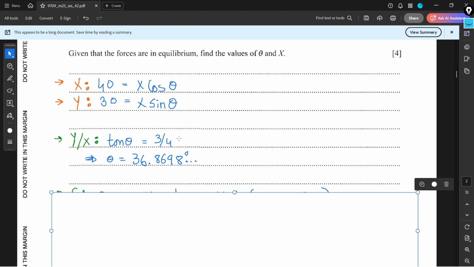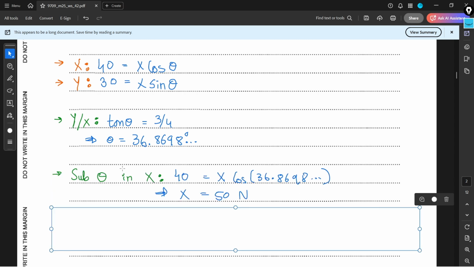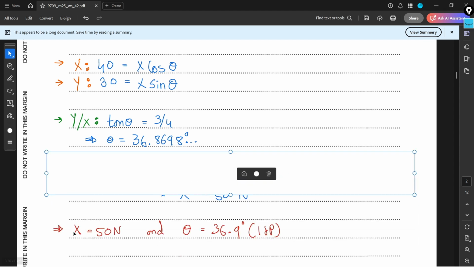And if you solve using CAIE, you will get 36.8698 something. Now, once we have the value of theta, I can find the value of x just by putting theta into either the equation of x or y. You can choose it. I have chosen the equation for x, and therefore I get x is equal to 40 over cos of this angle, and that comes out to be 50 newtons. So yes, that is how you solve the first question, where the final answers are 50 newtons for x and theta is equal to 36.9 degrees, correct to one decimal place.